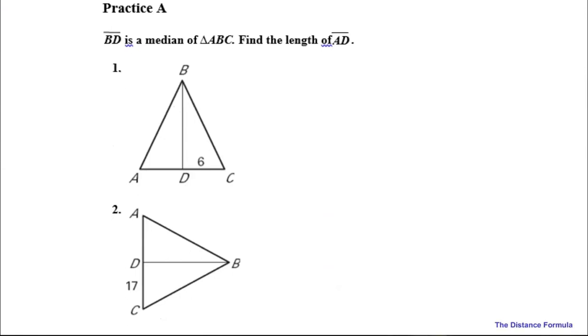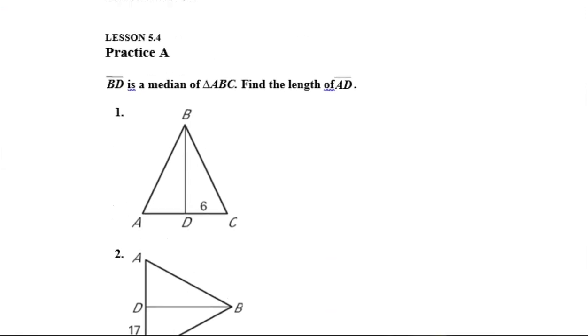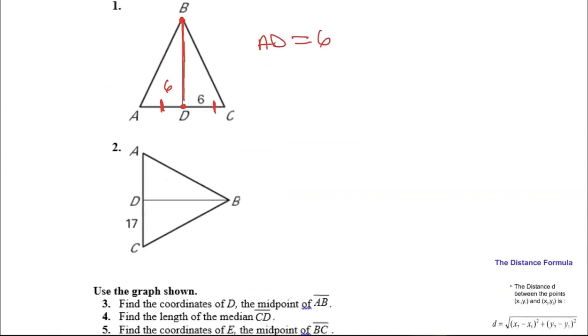Okay, so that's it for our practice. Now I'm going to help you work through the homework as well. So here we are, 5.4 homework. Let's see what we can figure out. Okay, BD is a median. So remember what medians do. They divide these in half, right? They come from a vertex, and they divide the opposite side in half. Find the length of AD. Well, AD has to also be 6, since the median cut AC exactly in half.